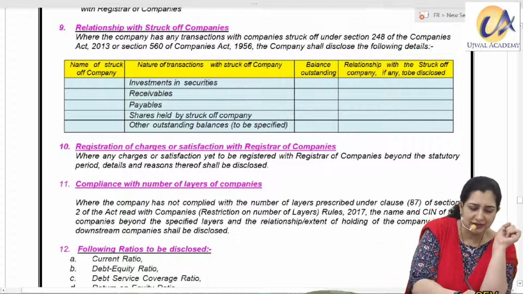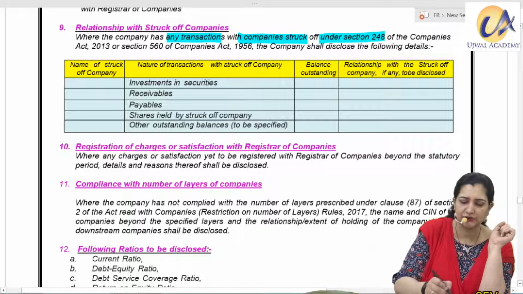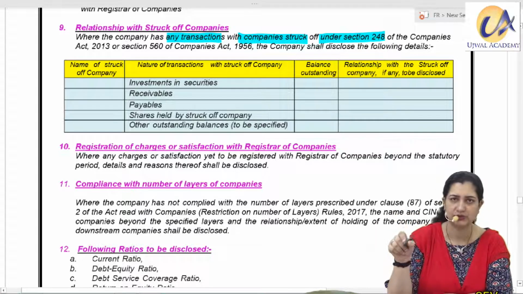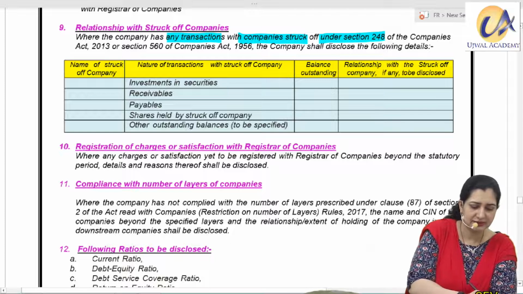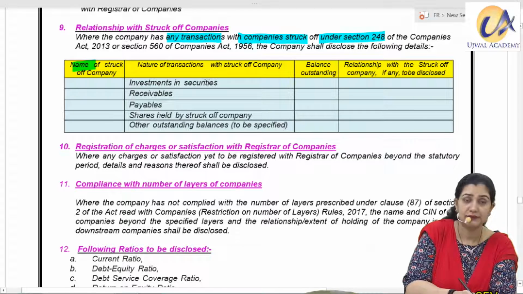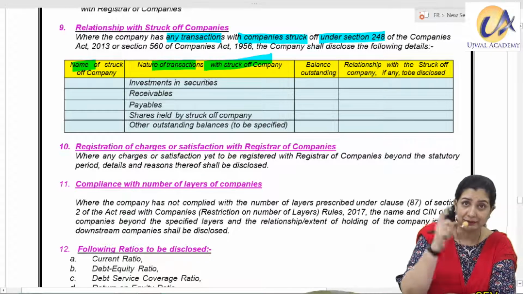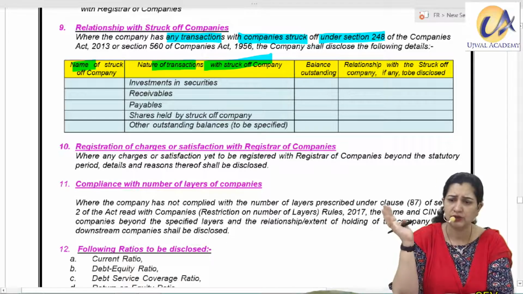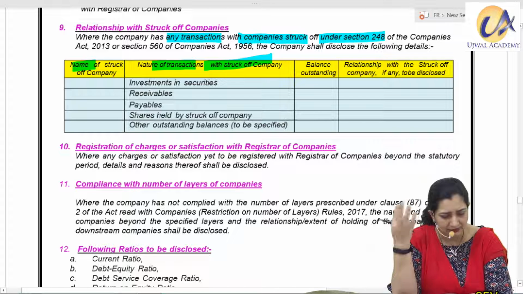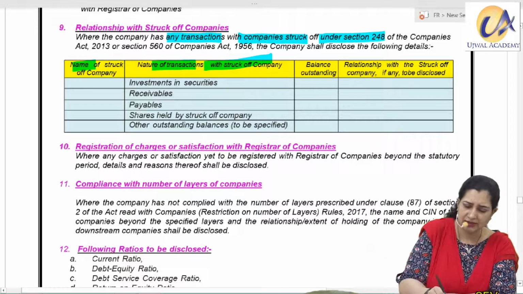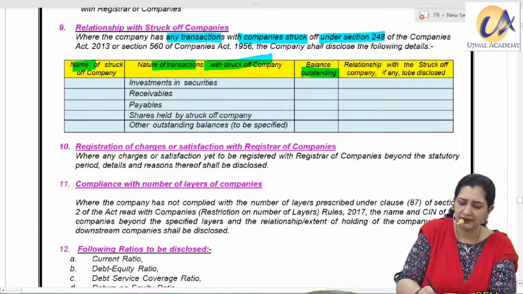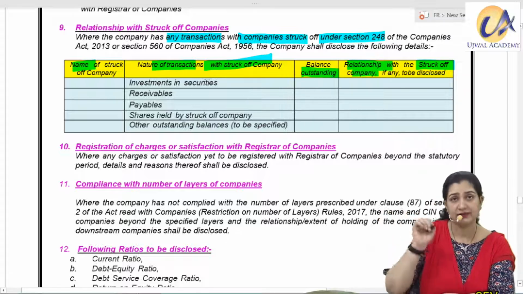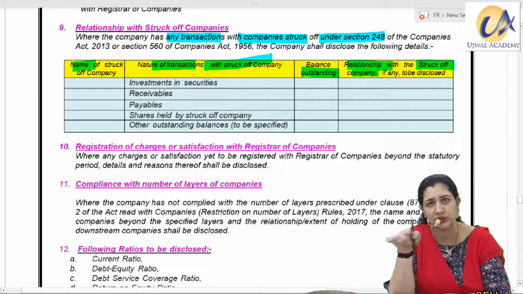Do they have any transactions with companies which are struck off under section 248 or section 560 of Companies Act? Then disclose. Disclose what? Investments. What is the name of that company? What are the transactions you have with them, with those struck off companies? Have you invested? Have you got some receivables, or there is something payable to them? Whatever it is. How much is the amount? And relationship with the stock of company. So we need to give that. Okay. We means here who company has to disclose in their notes to accounts.